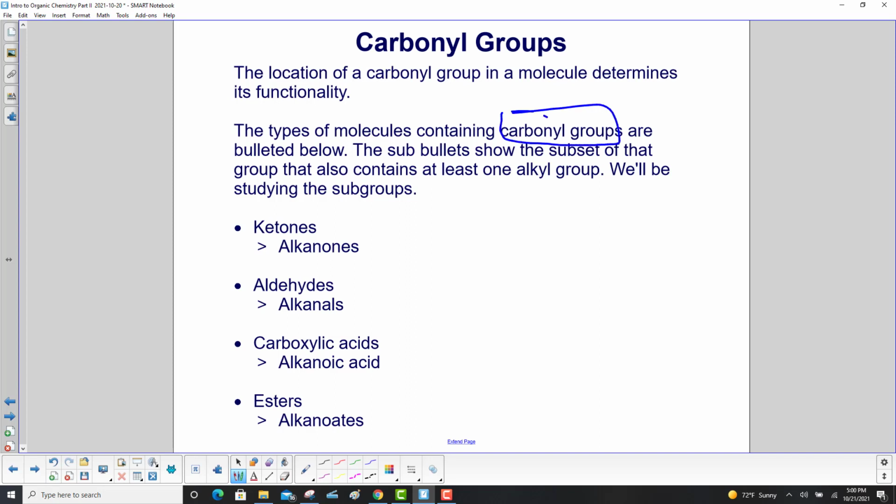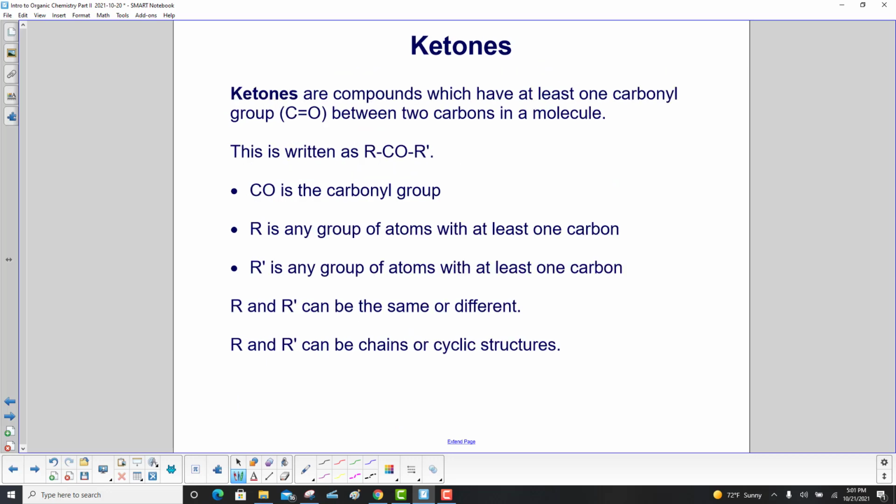The sub-bullets, these are the sub-bullets here, show the subset of that group that also contains at least one alkyl group. We'll be studying the subgroups. So you have ketone as the main group, and we're going to be talking about alkanones, which have a carbonyl group and at least one alkyl group. Same thing, we'll be talking about alkanals, a subset of aldehydes, then alkanoic acid, a subset of this, and finally alkanoates, a subset of esters. Ketones are compounds which have at least one carbonyl group between two carbons in a molecule.